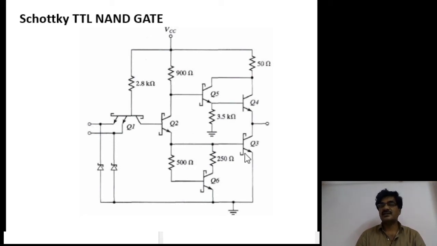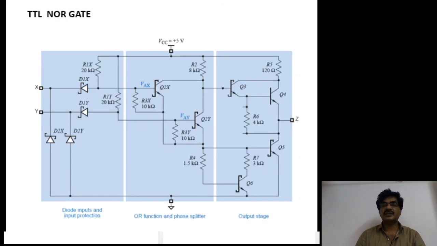Next, Q3 transistor, its action is inverting action. NAND plus inverter acts as a complete NAND gate. Okay, so that is the circuit diagram of Schottky TTL.